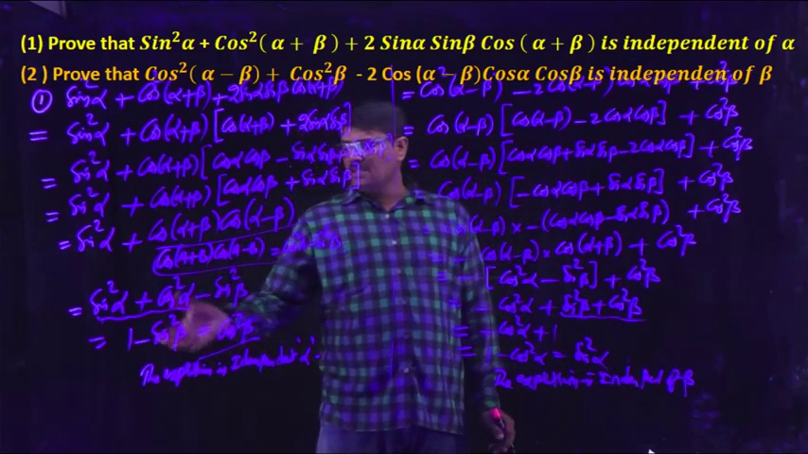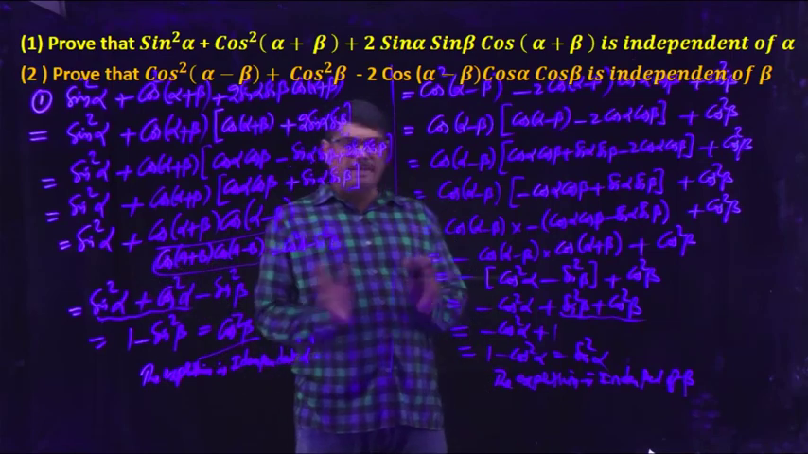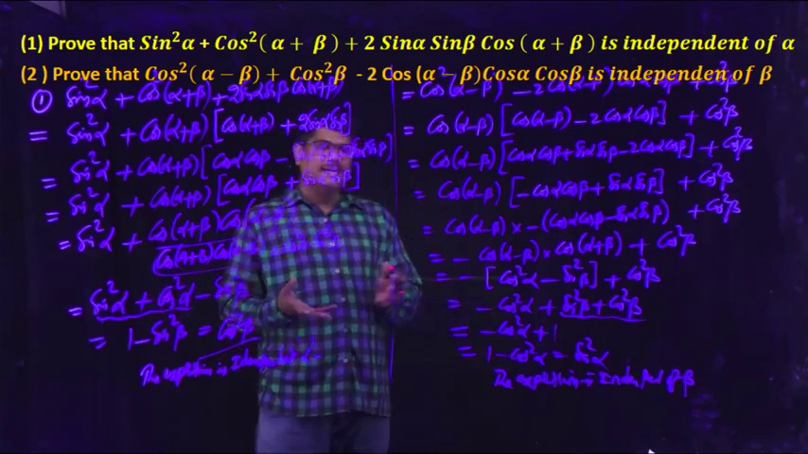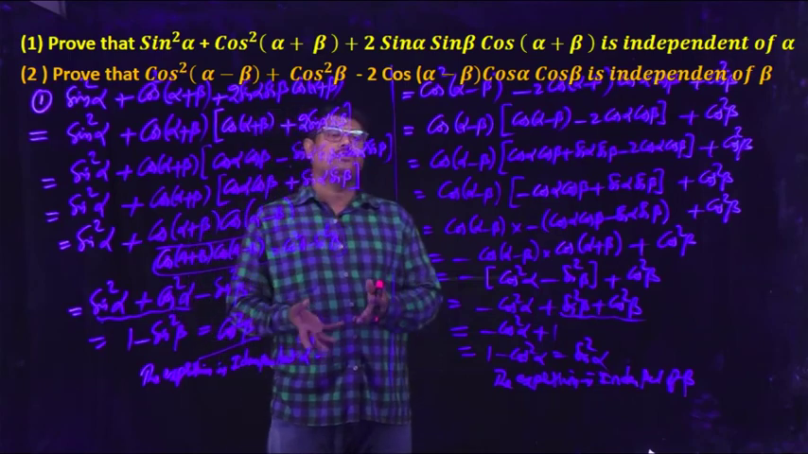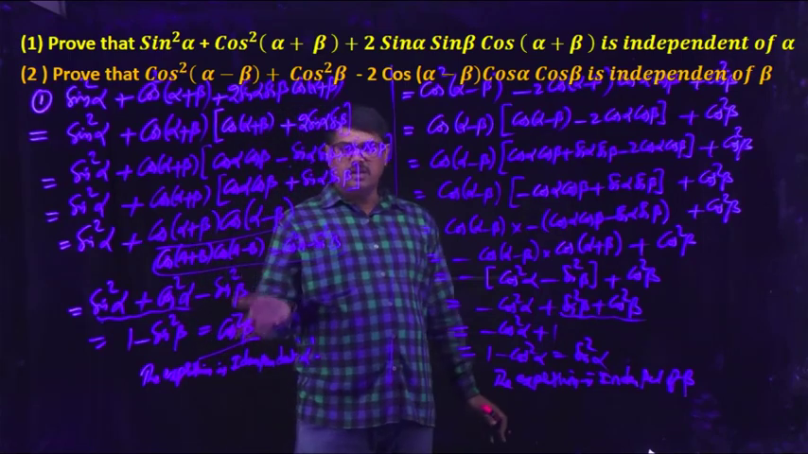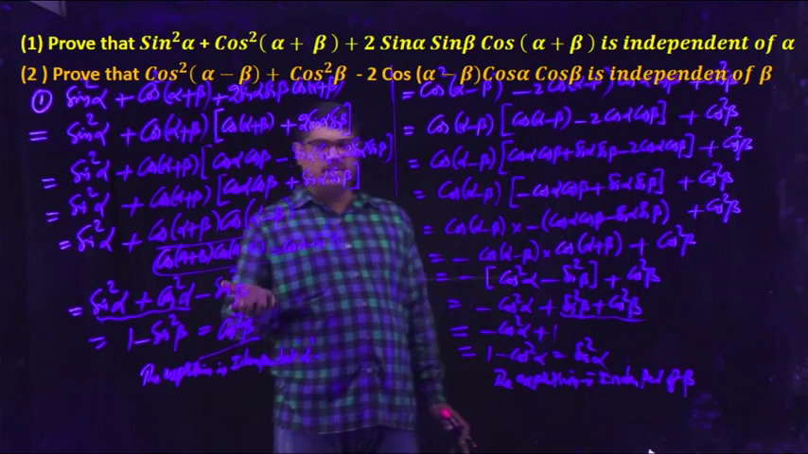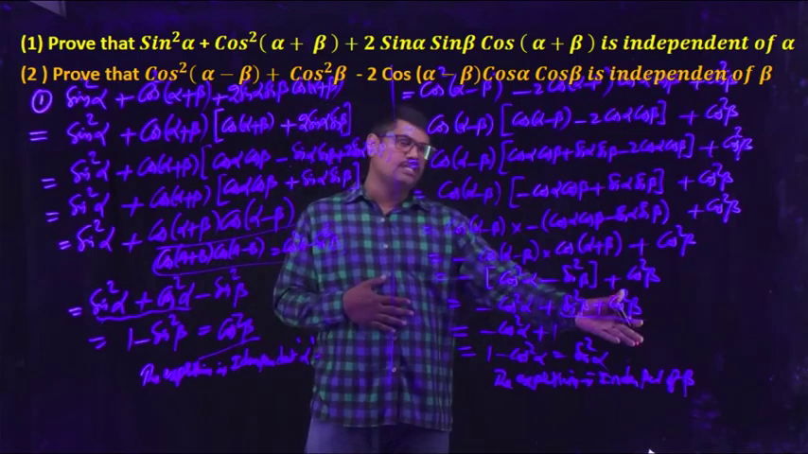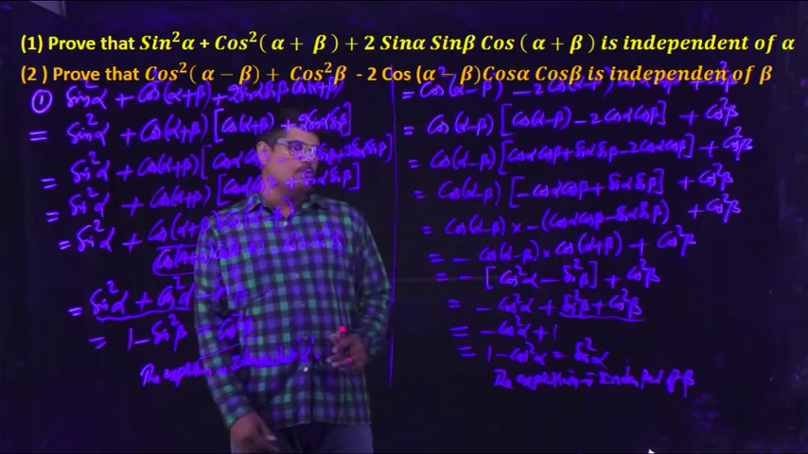So in the first problem, the answer is cos square beta. It means the expression is independent of alpha. Independent means there will be no such value in the answer. About alpha, there is no trigonometric ratio in the answer. Here also, there is no beta in the final required answer.